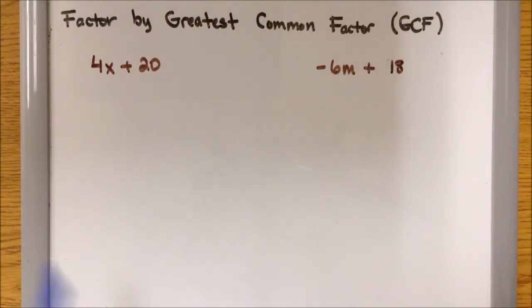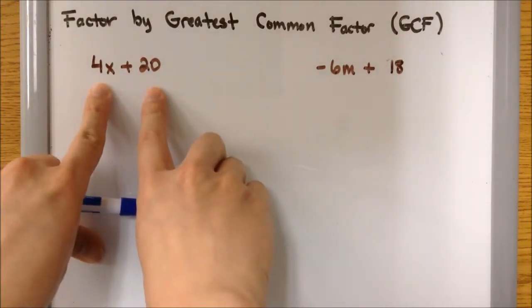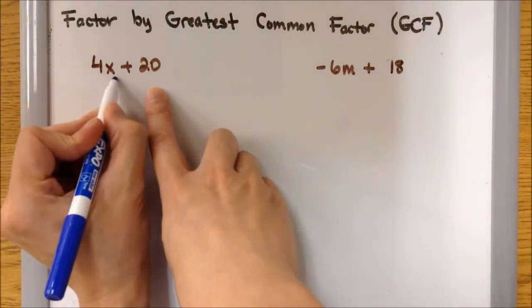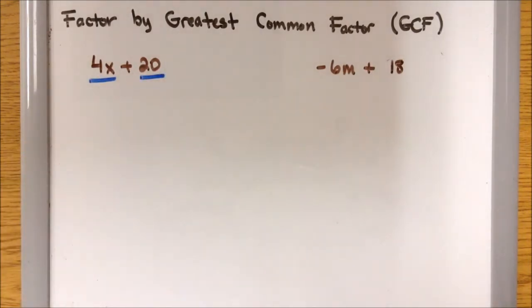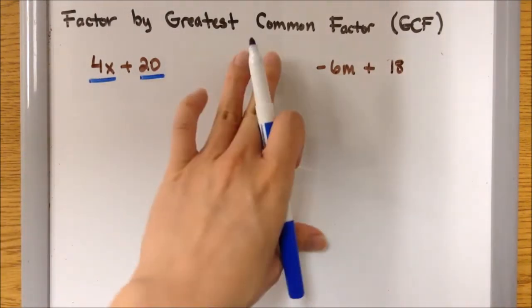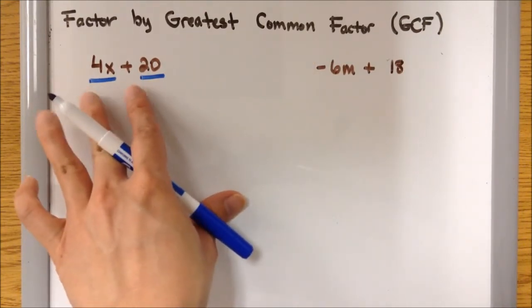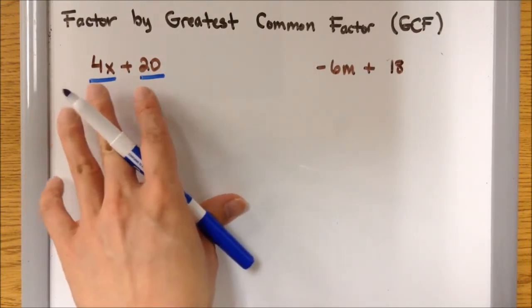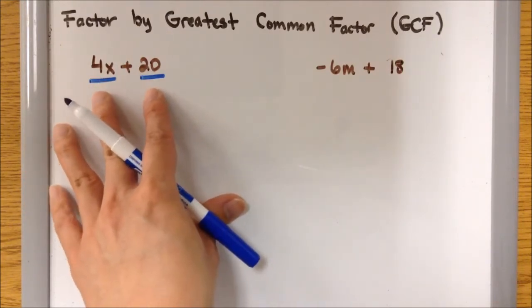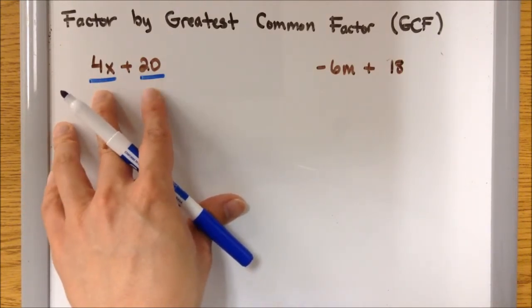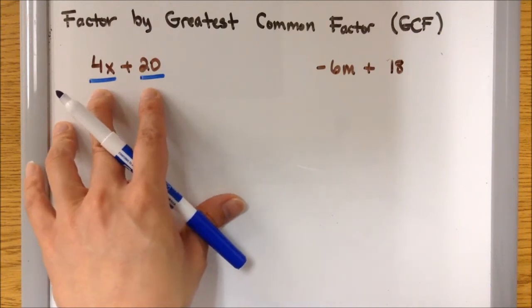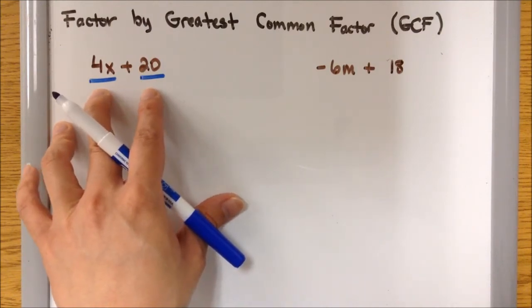In our first example, we have 4x plus 20. When we're factoring by greatest common factor, we're going to be dividing. We have two terms, 4x and 20, so we're going to divide. We look for the greatest common factor, what is the greatest thing in common between 4x and 20. The only thing common is a number, and the highest is 4.